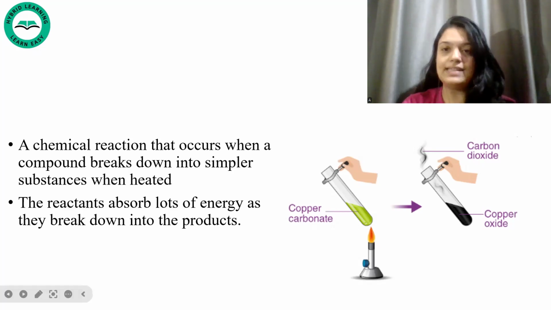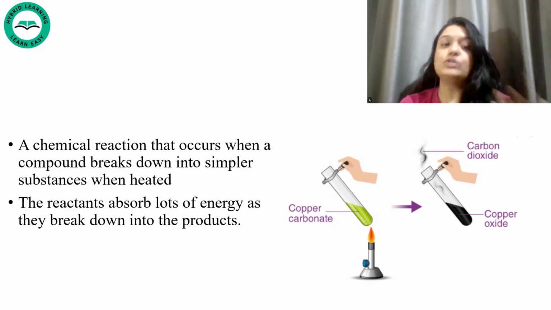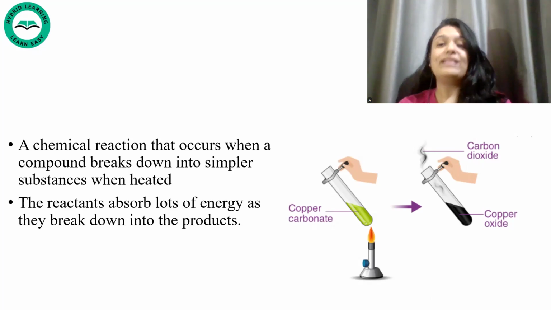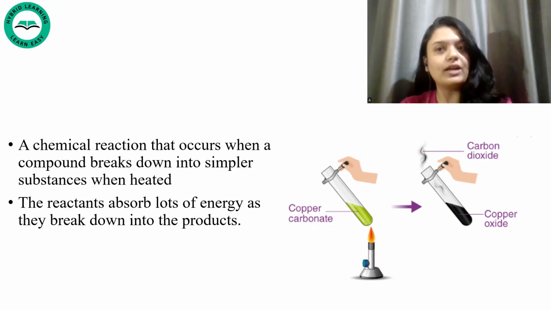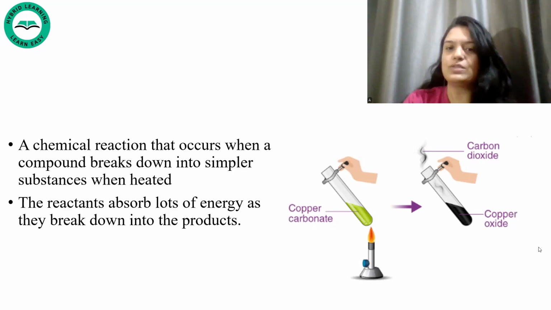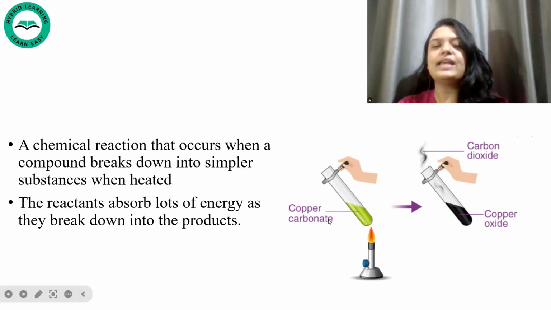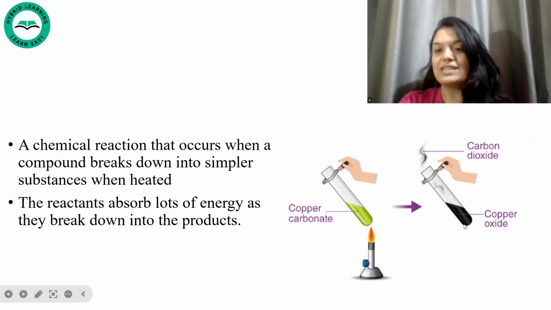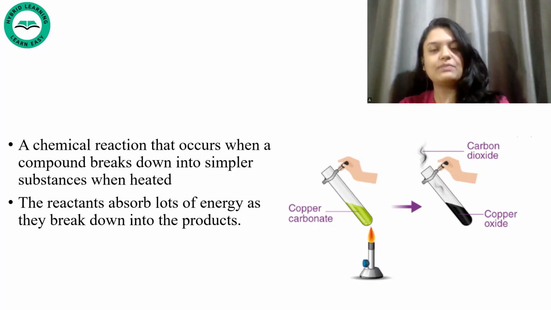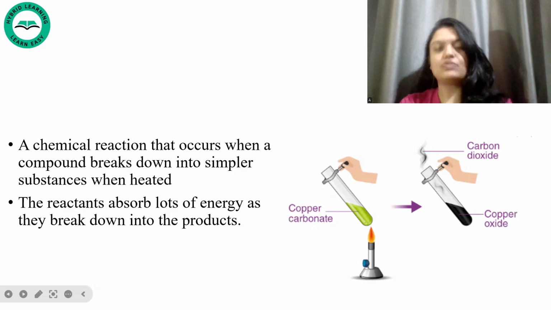So in this case, a lot of energy is also being taken, and when they break off into their corresponding products, a lot of energy can get evolved as well. So here, as you see, this is a copper carbonate, right? In the test tube, we are burning it. So what is happening after some time? It is basically breaking into copper oxide. So we can see the color change which is happening, which is an indication that the chemical reaction has taken place, along with carbon dioxide gas. So carbon dioxide gas is liberated in the process. So this is how we get a thermal decomposition reaction.